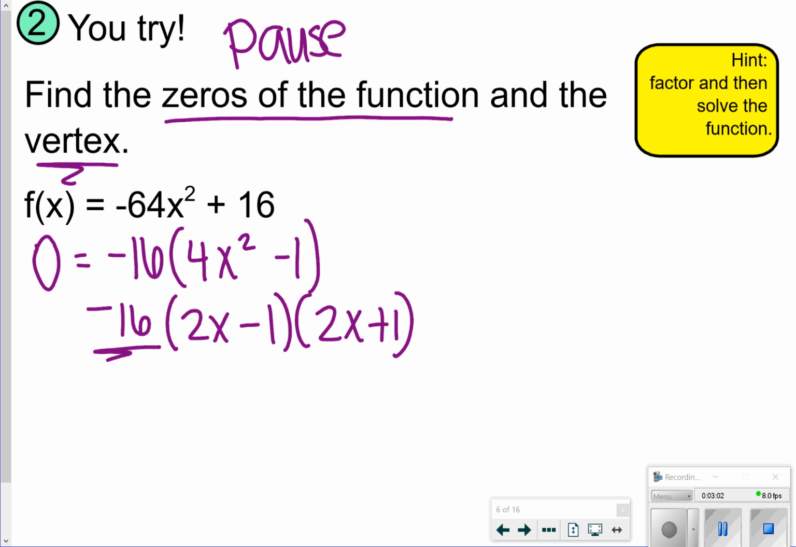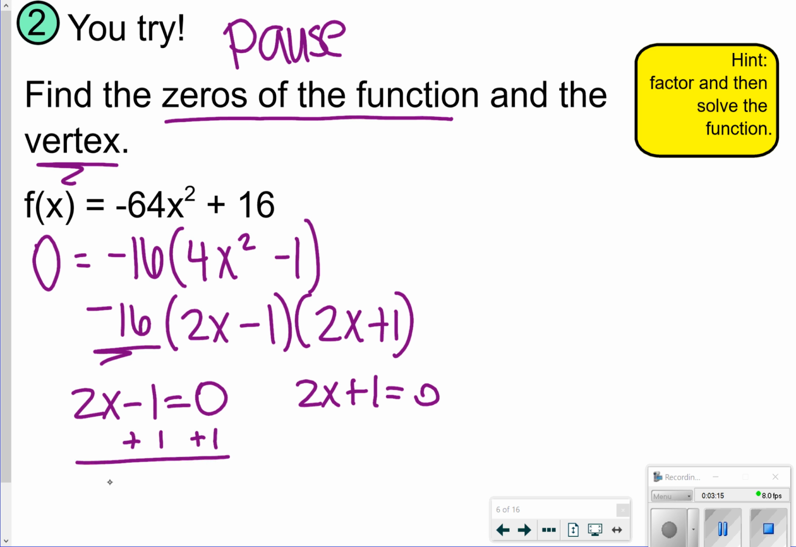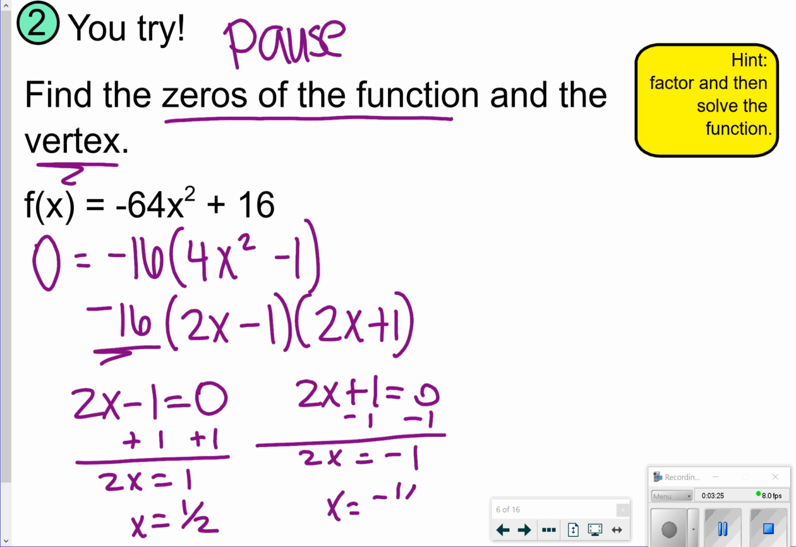I can't set this negative 16 equal to 0 because that's not a true statement. So I'm just going to worry about my two binomials: 2x minus 1 equals 0 and 2x plus 1 is equal to 0. And we're going to undo addition or subtraction first. So my first one, x is equal to half. And then my second one, x is equal to negative half. So here are my two zeros.